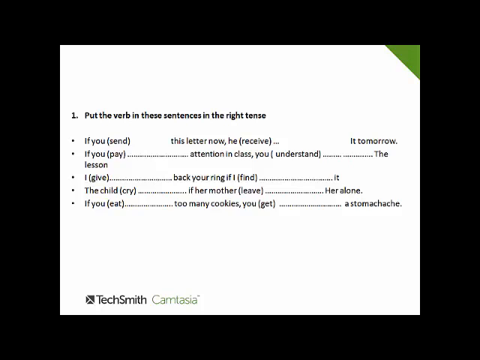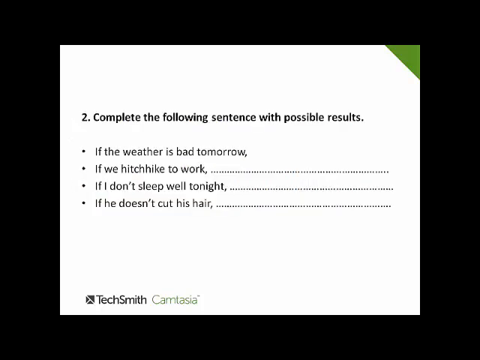It says, first one, put the verb in these sentences in the right tense. So what you have to do is this. You look for the condition and you conjugate the verb into simple present. You look for the result and you conjugate the verb into simple future. So for example, if you send this letter now, he receive it tomorrow. So the answer should be, if you send this letter now, he will receive it tomorrow. So try to do the same for the rest of the examples.